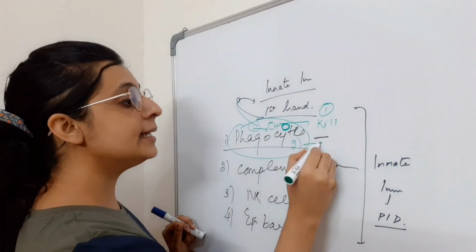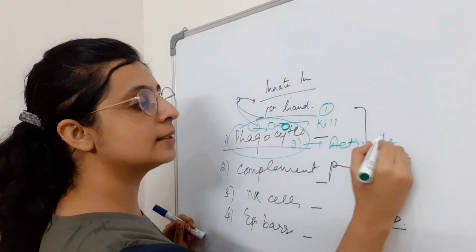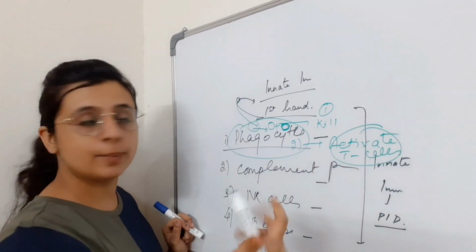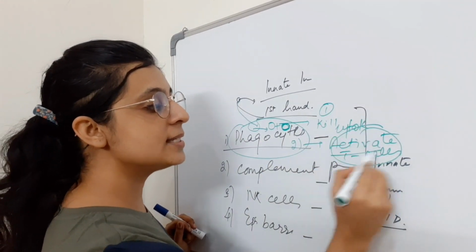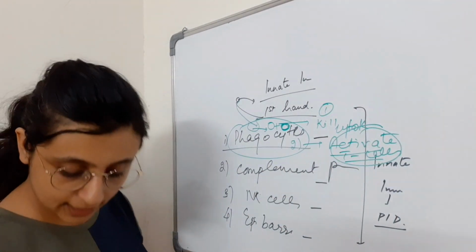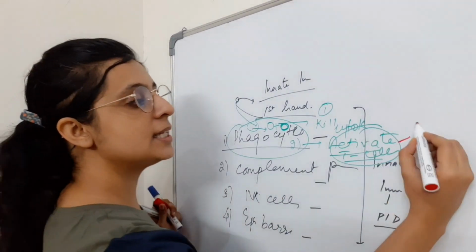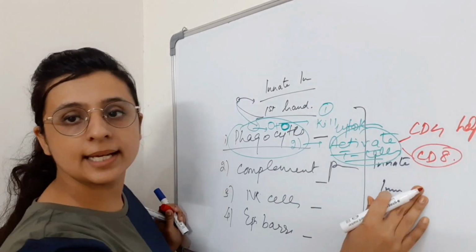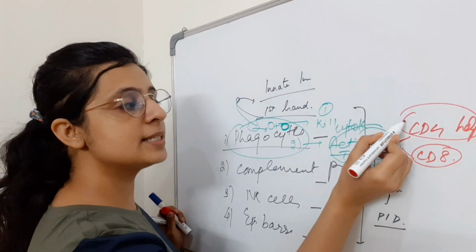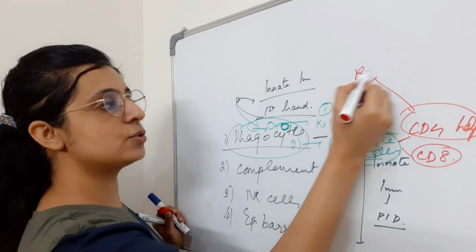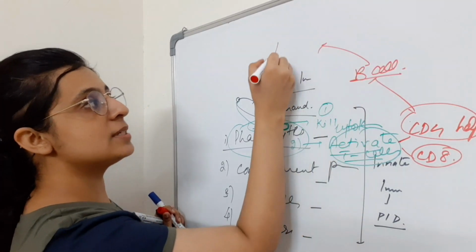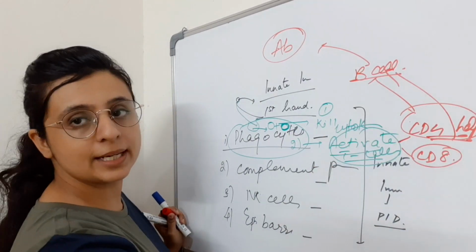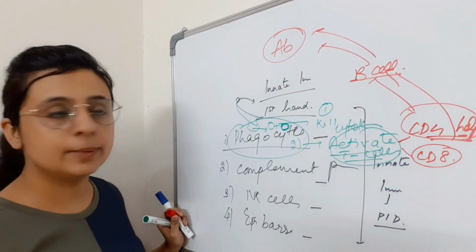Second thing is it can activate the T cells, right? It can activate the T cells along with the release of a large number of cytokines. Once these T cells are activated, they can get differentiated into CD4 helper cells or CD8 cytotoxic cells. Now, these CD4 helper cells will help the B lymphocytes to get activated and produce antibodies, right?